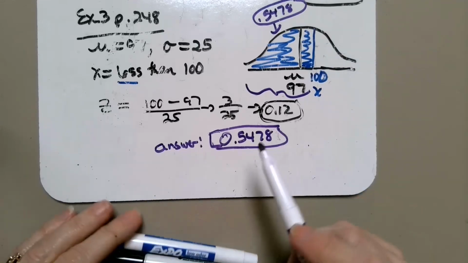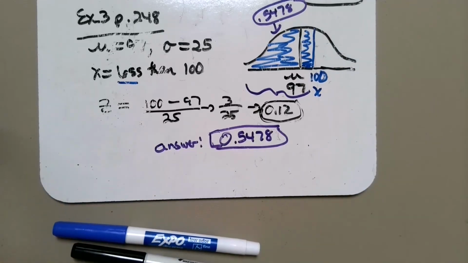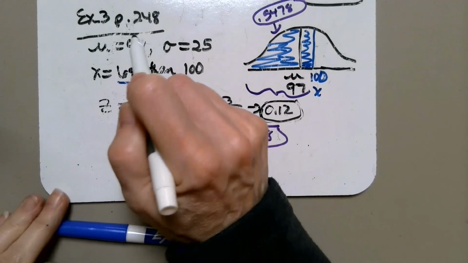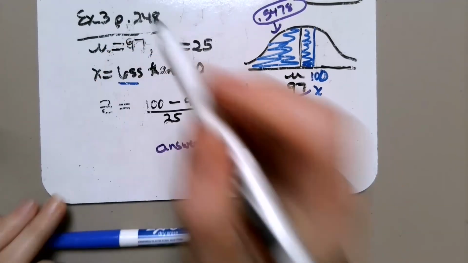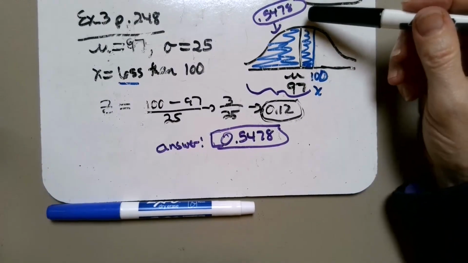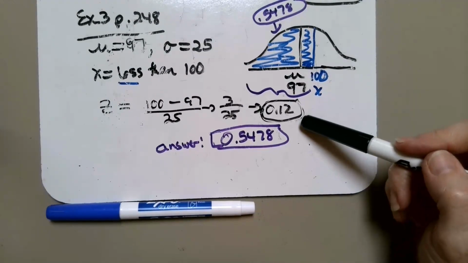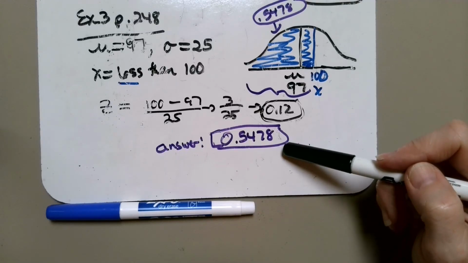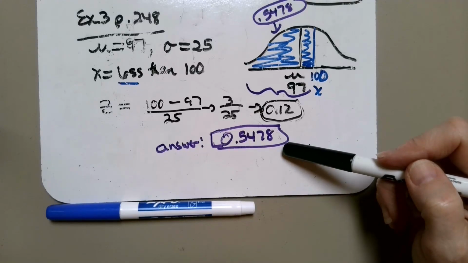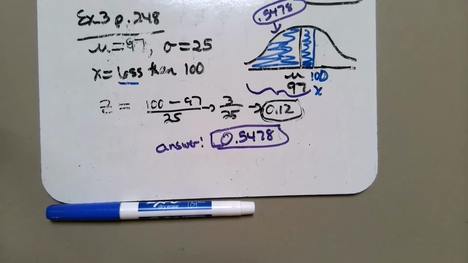So our answer is that the probability that a randomly selected adult will have a triglyceride level of less than 100 is this area that we've shaded, 0.5478, that we got when we looked up 0.12 and got the area to the left. And that's our answer. So not unlikely, not unusual, almost 55% probability. So there's section 5.2. Hope you enjoyed it.